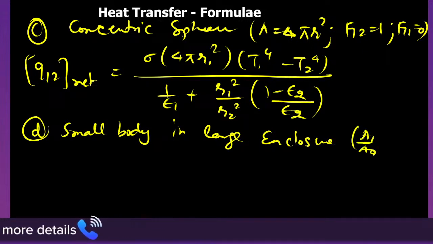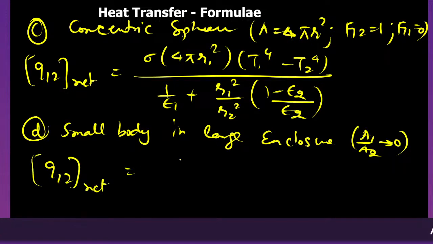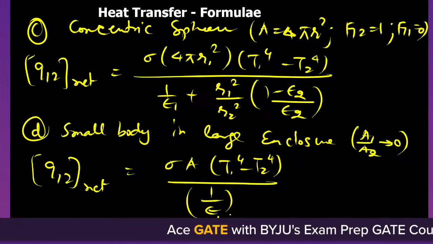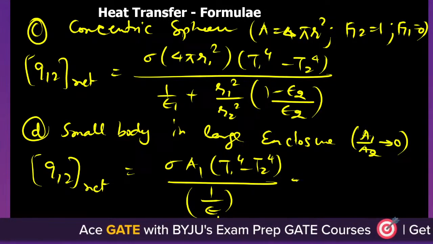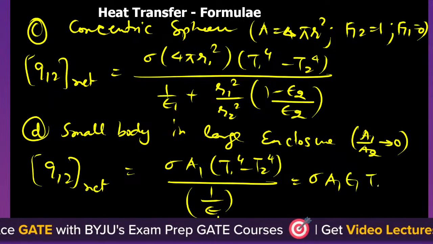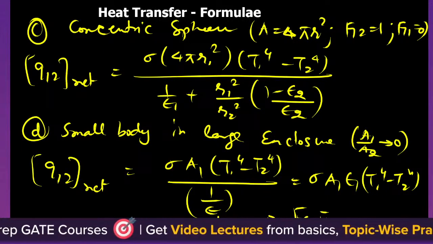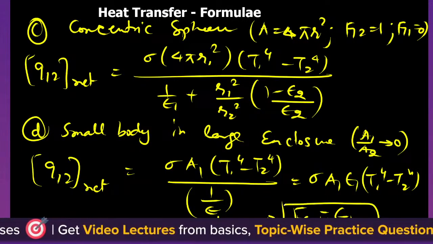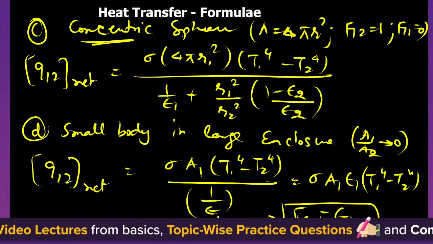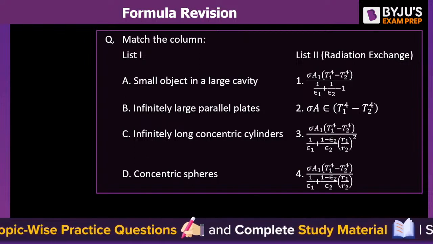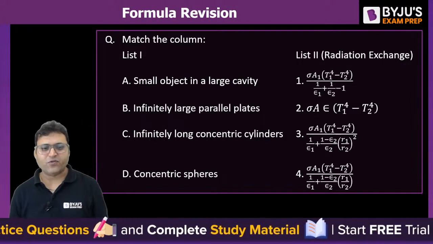That is, A1 by A2 is almost 0. Then Q12 net will become sigma into A into T1 to the power 4 minus T2 to the power 4 upon 1 upon epsilon 1, or we can write sigma into A1 into epsilon 1 into T1 to the power 4 minus T2 to the power 4. So here the gray shape factor is equal to epsilon 1. The gray shape factor. These are some of the important standard results. You should remember them.